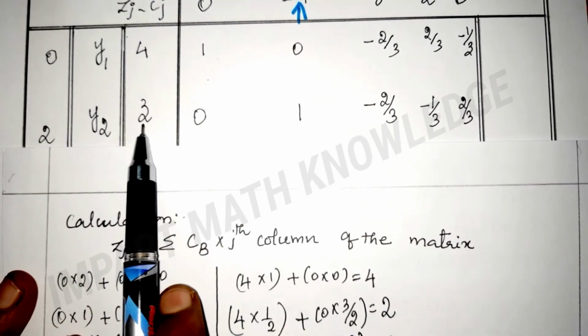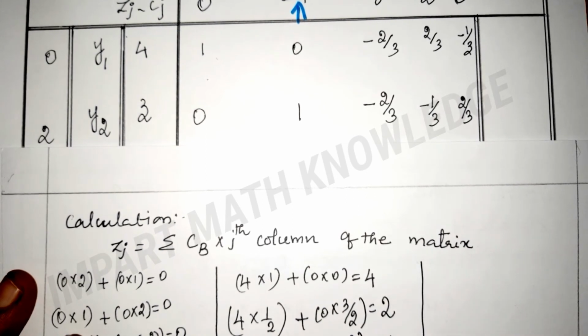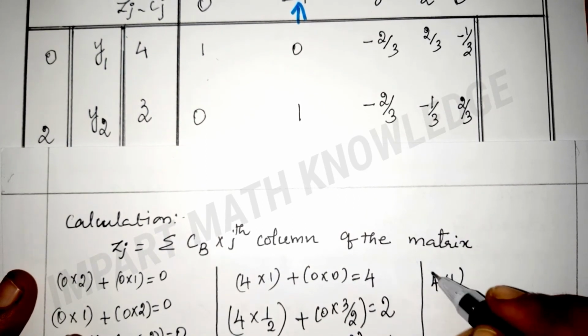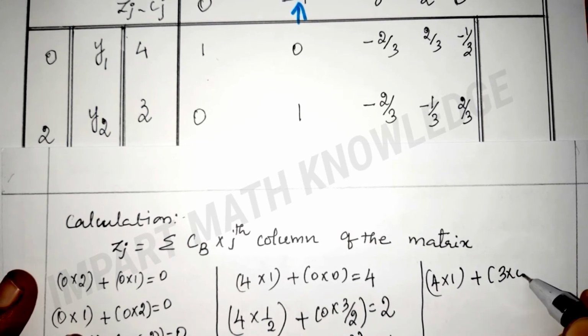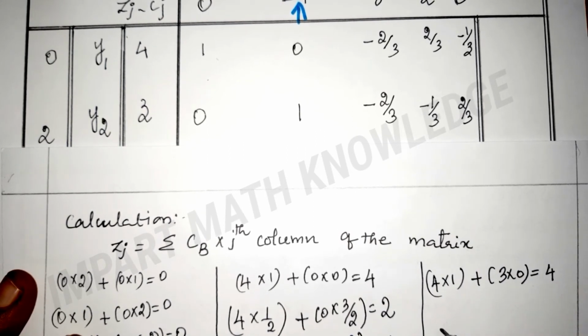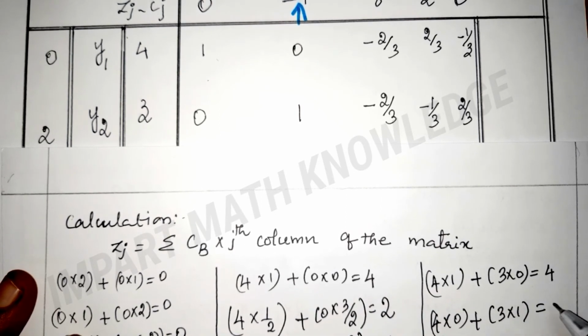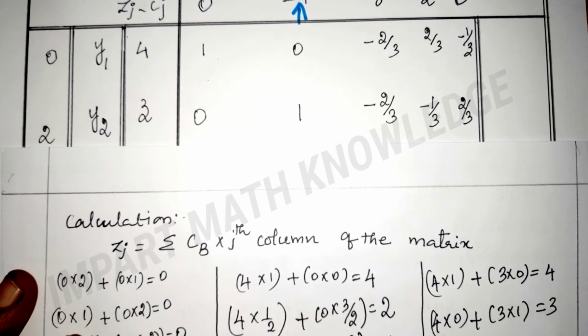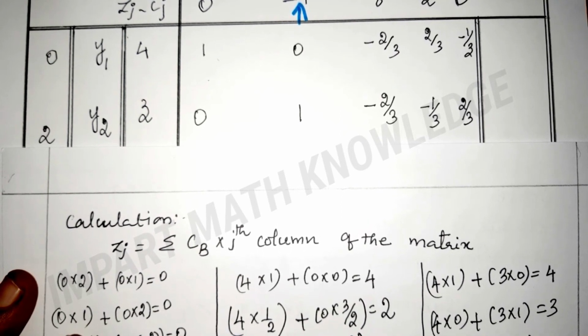4 into 1 plus 3 into 0. The value is 4. The next one, 4 into 0 plus 3 into 1. The value is 3. The third column is 4 into minus 2 by 3 plus 3 into minus 2 by 3. So the value is, this is minus 8 by 3, this is minus 6 by 3. So you'll get minus 14 by 3.